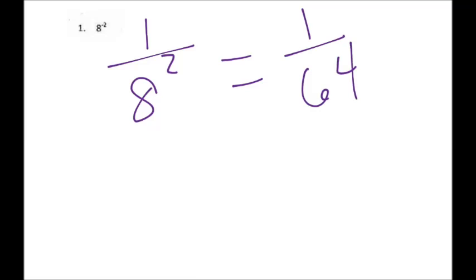Okay, this is for Algebra 2, and this is the review for the exam over exponential functions. Number 1, you have 8 to the negative 2. To fix the negative exponent, you move it to the bottom. And so 1 over 8 squared is 1 over 64.